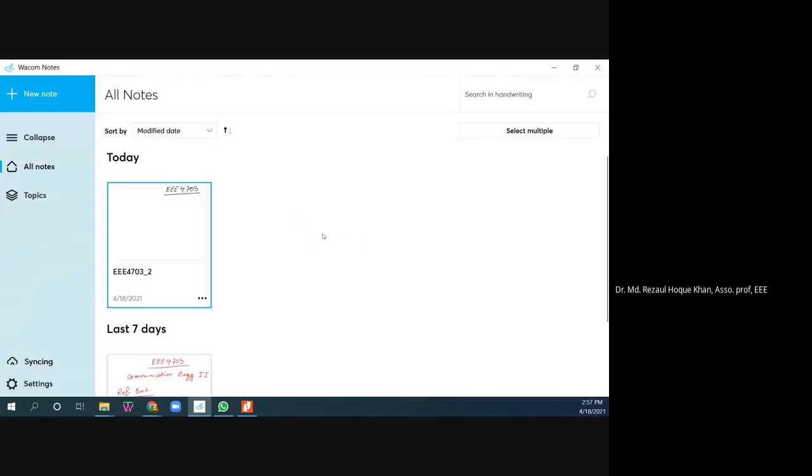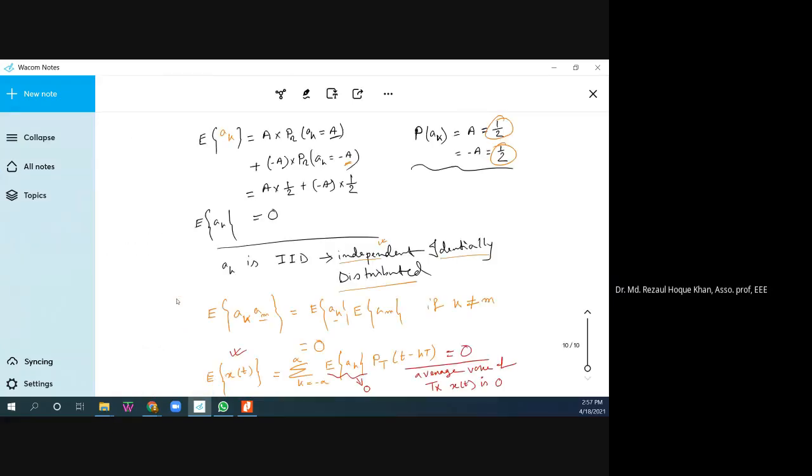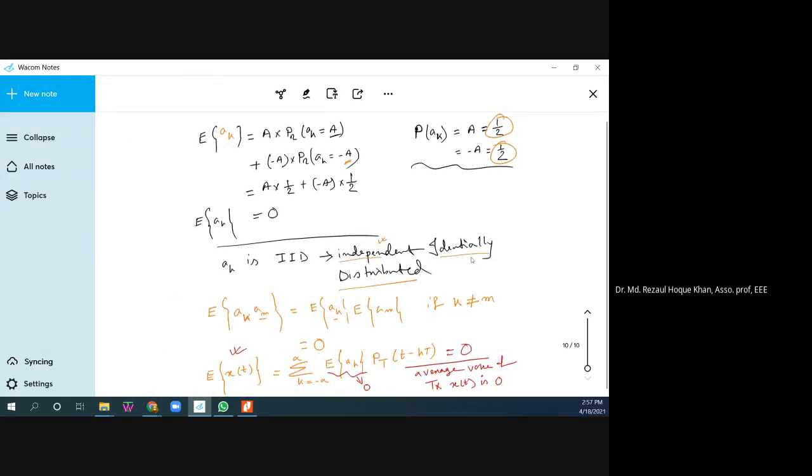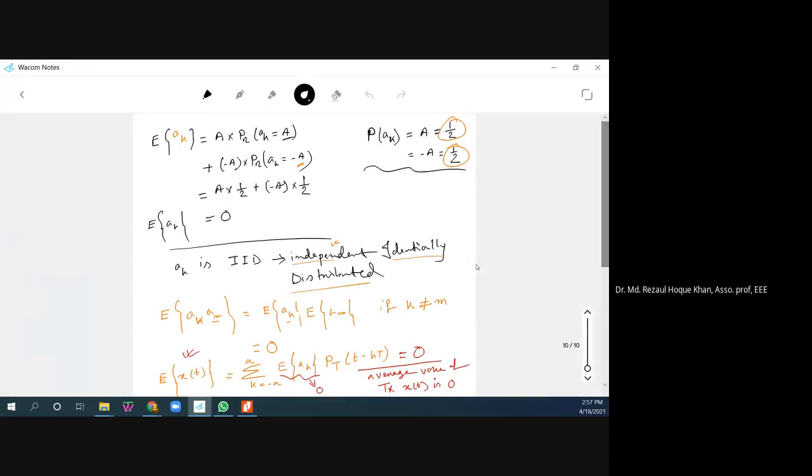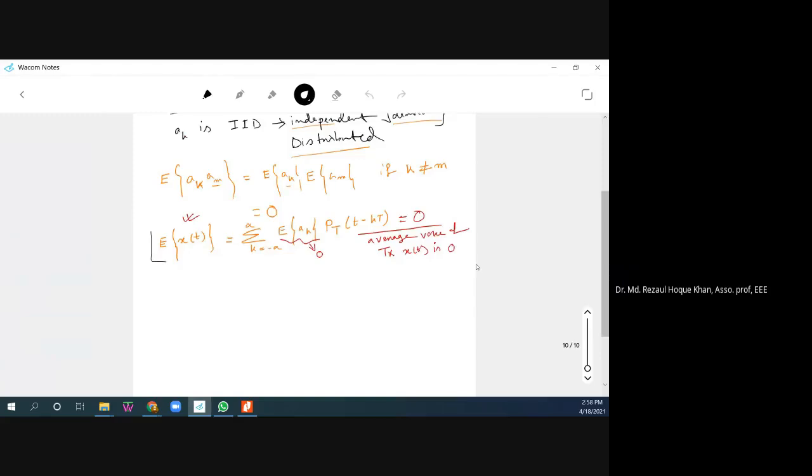Let's check. So this was our last class where we stopped. Okay, we stopped here, right? We find the expected value of our signal, and we have seen the average value of this transmitted signal is 0, right? Now we will continue this lecture.